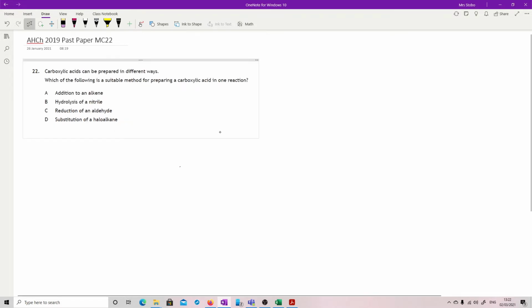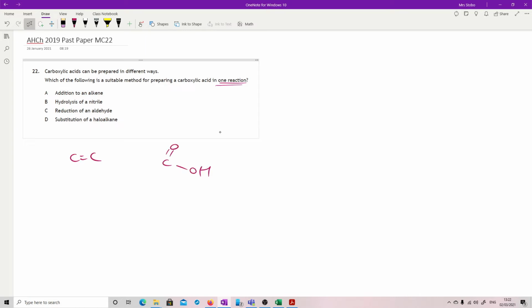Question 22. Carboxylic acids can be prepared in different ways. Which of the following is a suitable method for preparing a carboxylic acid in one reaction? That's going to be important. Obviously, they've said one. Okay, so addition to an alkene. Can you get from this to that in one step? Nope.